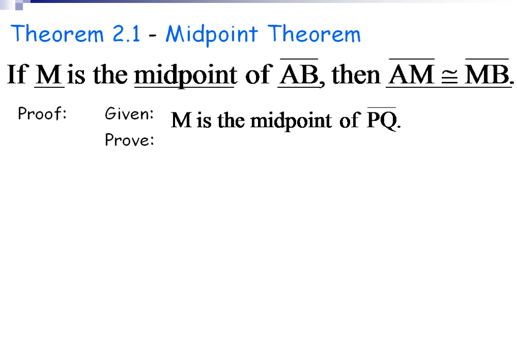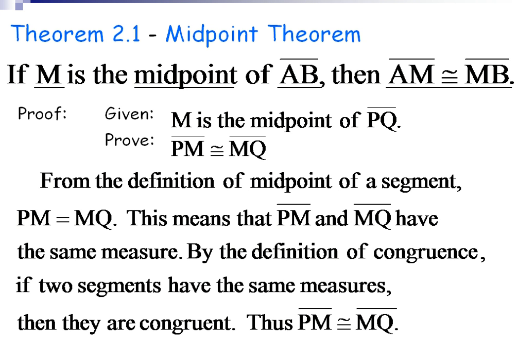We're given that M is the midpoint of PQ, another example, and we're going to prove that segment PM is congruent to segment MQ. From the definition of midpoint of a segment, PM is equal to MQ. This means that segment PM and MQ have the same measure. By the definition of congruence, if 2 segments have the same measures, then they are congruent. Thus, segment PM is congruent to segment MQ.